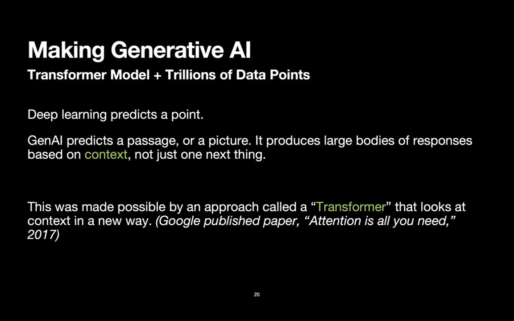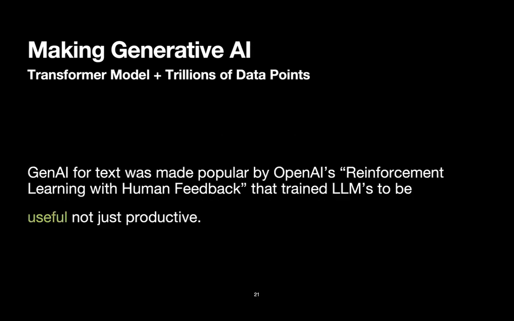So this is what we mean when we say generative AI, and why it's different, again, to give you an intuition: it's not a point, it's a context. It's longer, it's a passage. That's where you'd use one versus the other. And again, these are generalities.